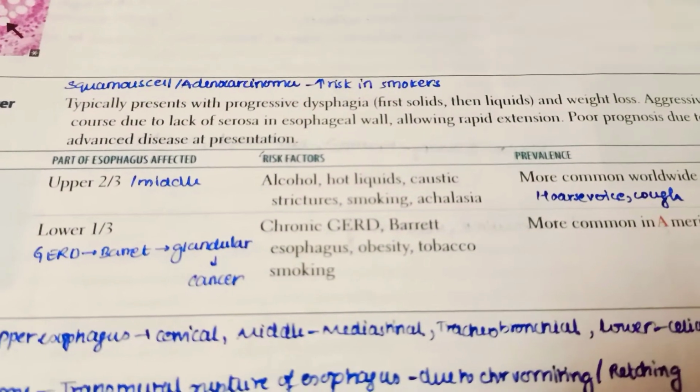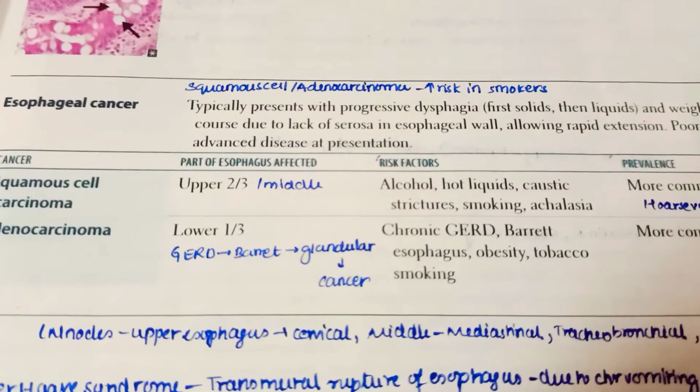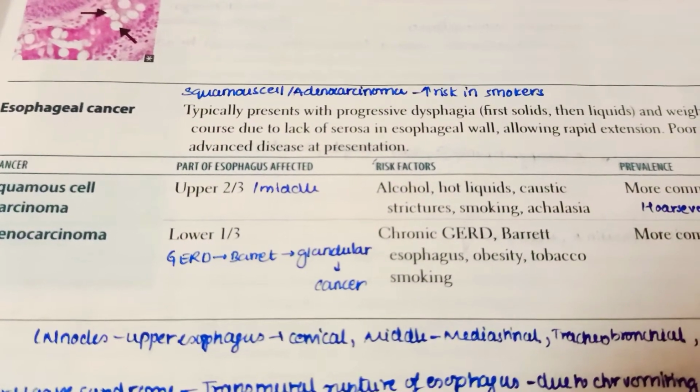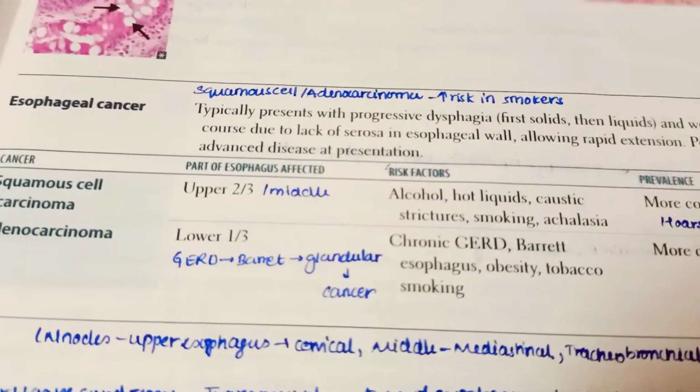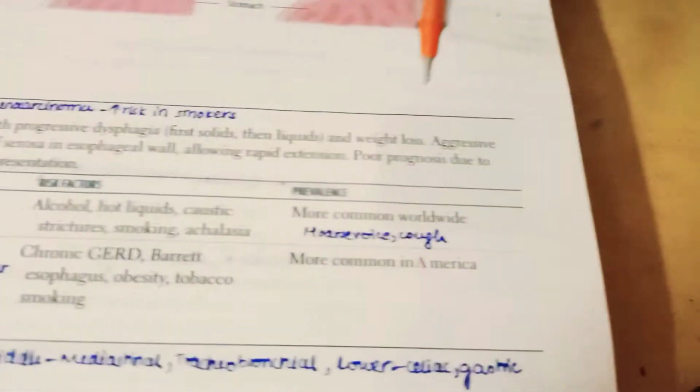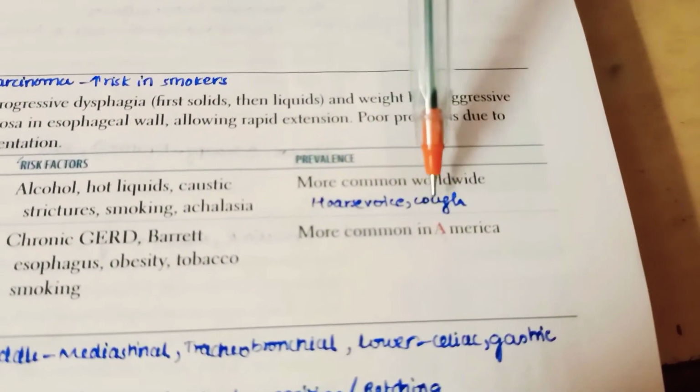If you take hot liquids, what happens? If you continuously take hot liquids, the normal squamous epithelium may get changed, and that will lead to squamous cell carcinoma. Prevalence is more common worldwide. It may also lead to hoarse voice and cough.